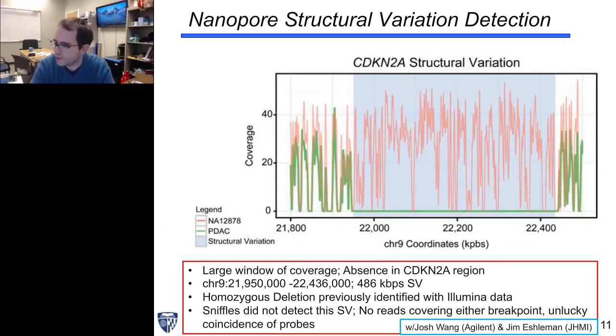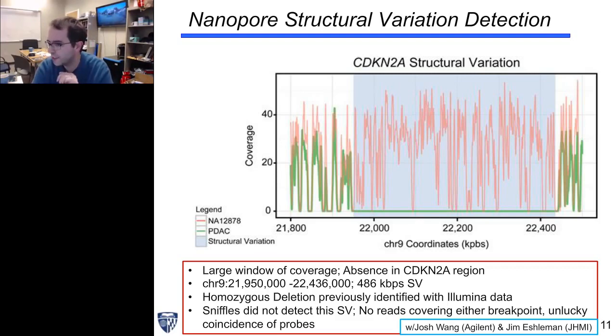So Sniffles, with the design of probes that we had, doesn't detect all possible structural variations. What's pictured here is in red, the NA12878 coverage across a specific region of P16. And in green is the pancreatic ductal adenocarcinoma sample. And what you see here is that we detected a novel structural variant just by observation, that you have 0 coverage in this region for the PDAC sample, whereas in the NA12878 we do have coverage.